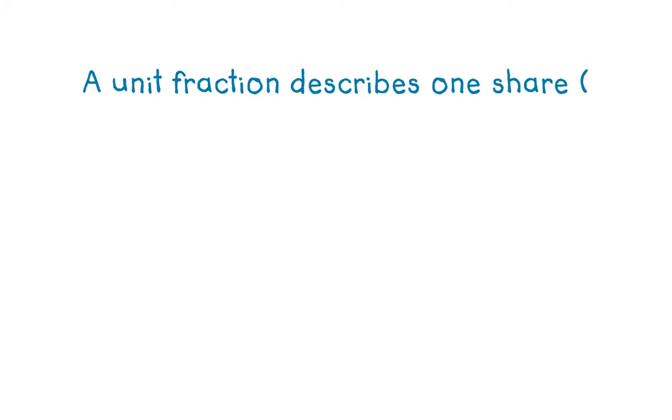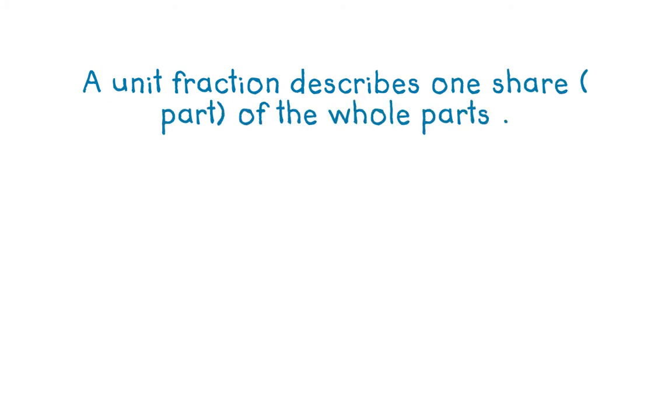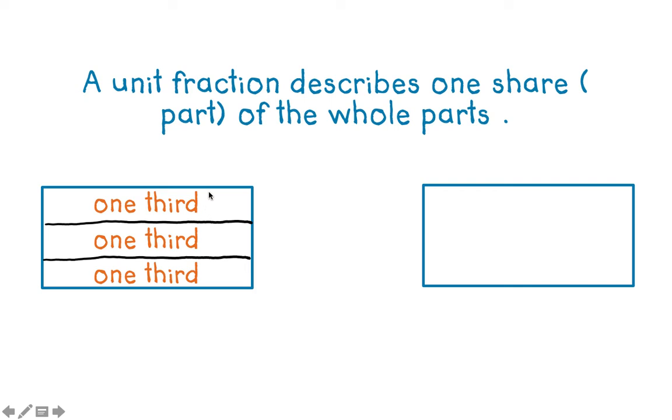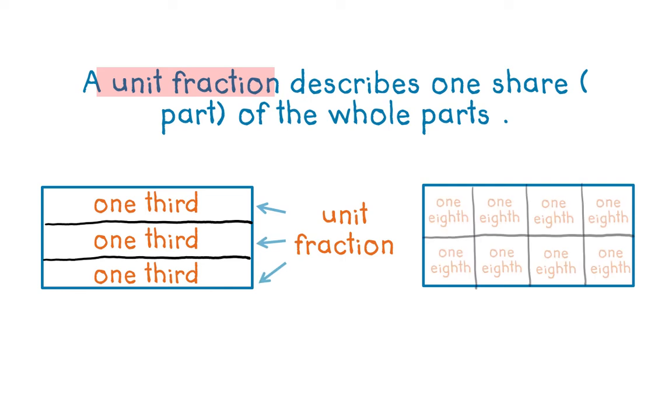A unit fraction describes 1 part of the whole parts. Let us see. I have this rectangle, it's a whole rectangle, and this one is a whole rectangle. This rectangle is divided into 3 equal parts. 1 out of 3 is called 1/3. So this is a unit fraction. A unit fraction, 1 part.